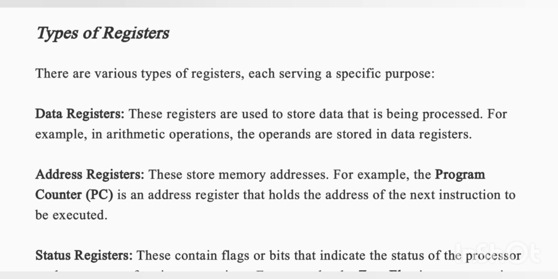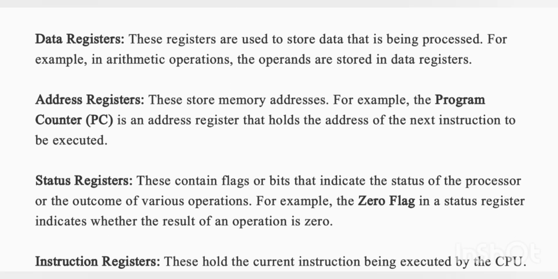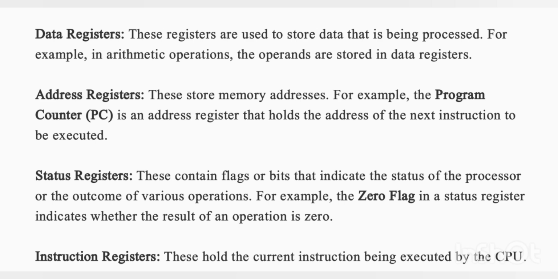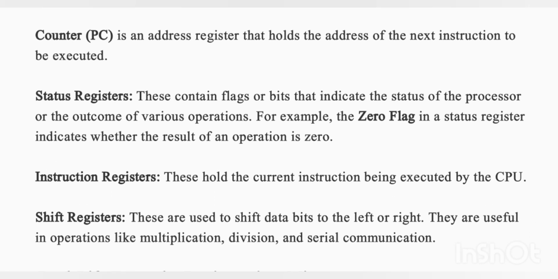For example, the program counter, PC, is an address register that holds the address of the next instruction to be executed. Status registers. These contain flags or bits that indicate the status of the processor or the outcome of various operations. For example, the zero flag in a status register indicates whether the result of an operation is 0. Instruction registers. These hold the current instruction being executed by the CPU. Shift registers. These are used to shift data bits to the left or right. They are useful in operations like multiplication, division, and serial communication.